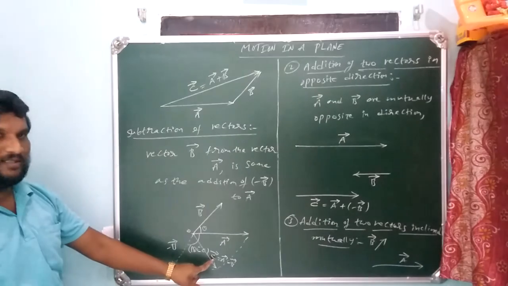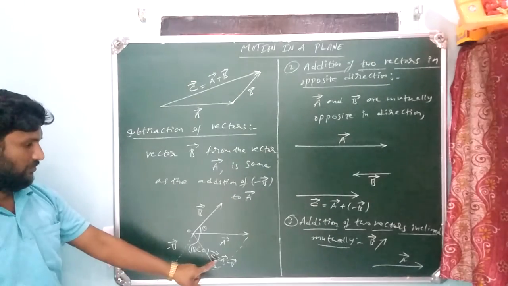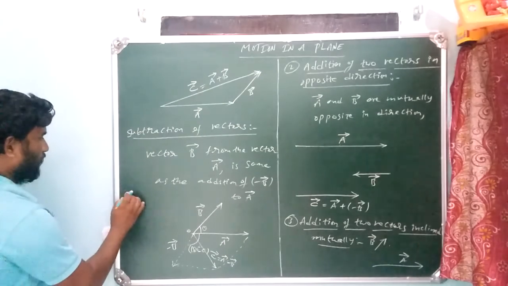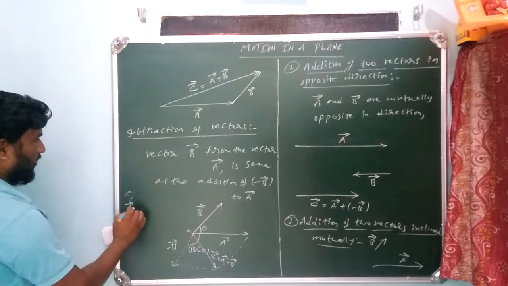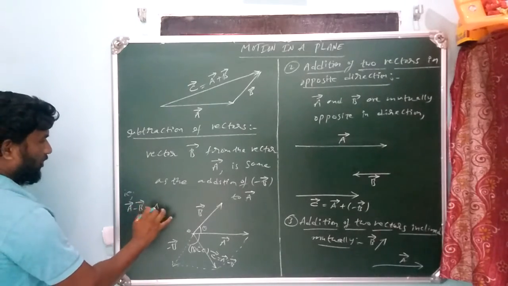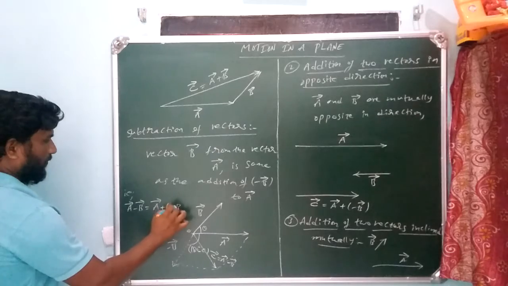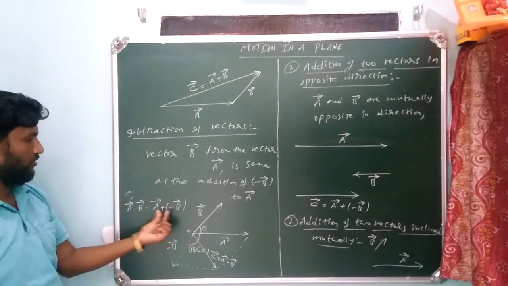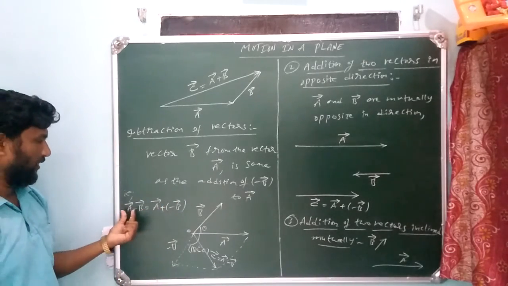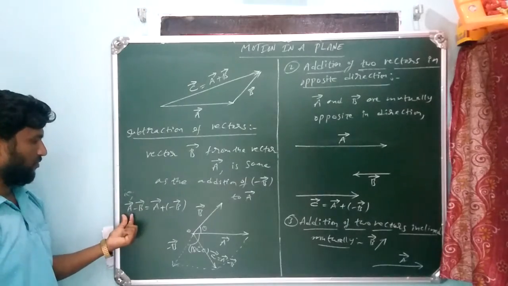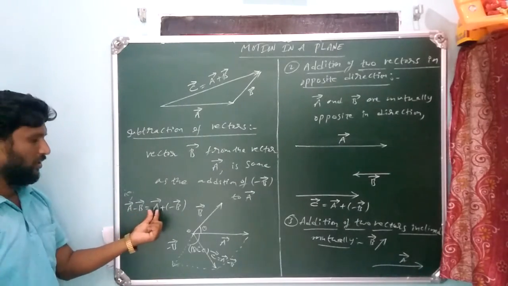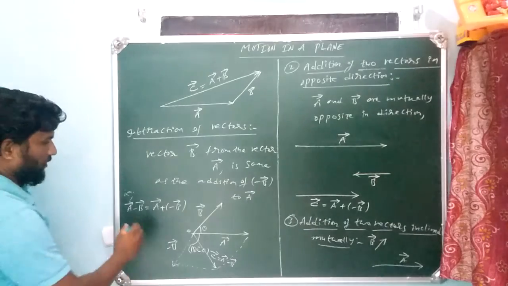Therefore, like this, we are going to get the subtraction vector, that is c bar equal to a bar minus b bar. Therefore, we are writing the condition: a bar minus b bar equal to a bar plus of minus b bar. By adding minus b bar to a bar is equal to the subtraction of b bar from a bar. Therefore, a bar minus b bar equal to a bar plus of minus b bar.